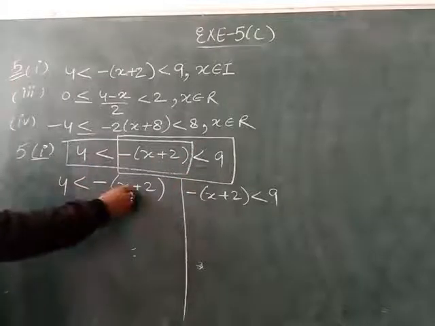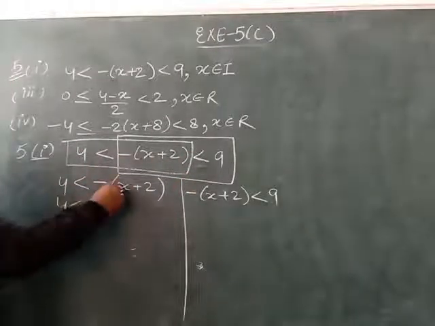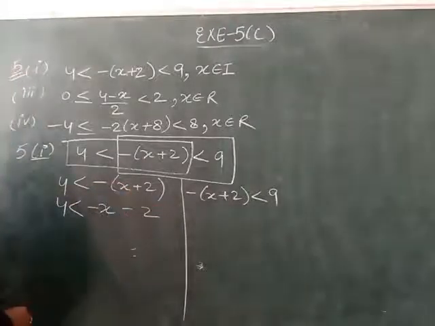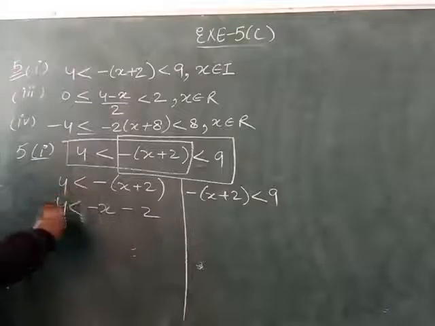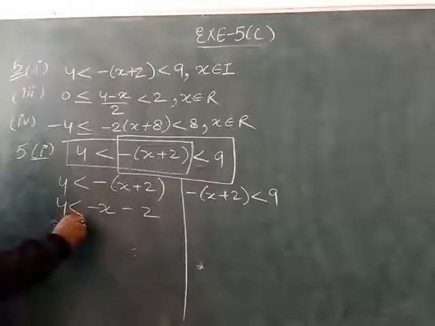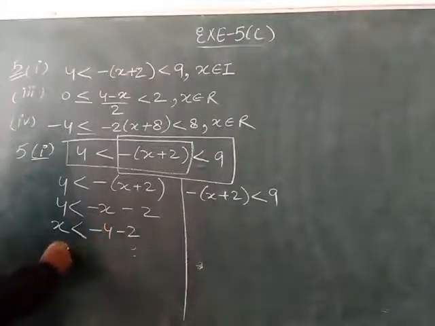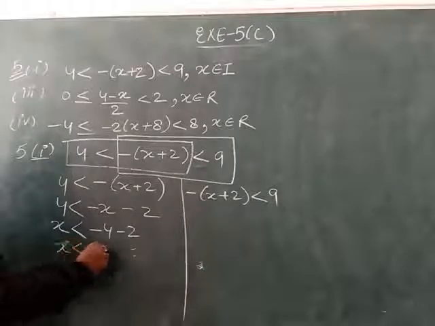Now we have to open the bracket here. 4 less than minus x minus 2. Now this x we will bring on the left hand, so minus x will become plus x. This sign we will write as it is. 4 will come on the right hand, it will become minus 4 minus 2. So x less than minus 6.